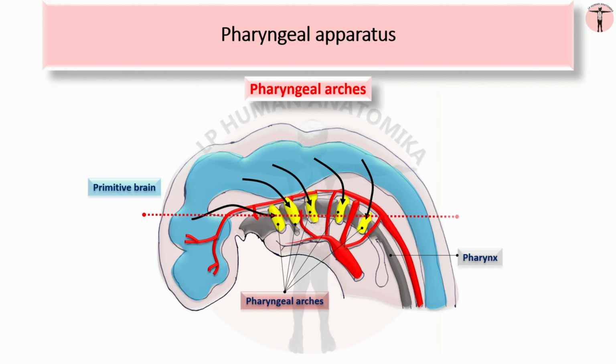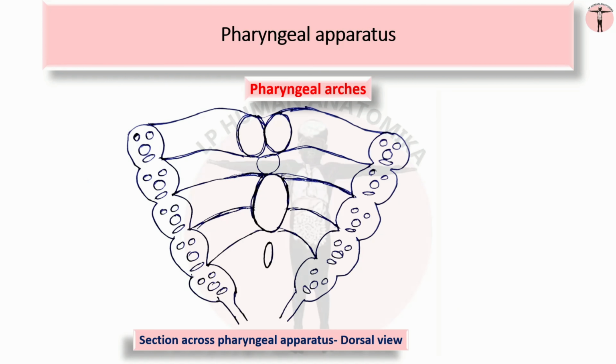When we take a section across the embryo in the cranial region with pharyngeal arches, how does it look? Let us see how it appears in the section. So this is how the section of the pharyngeal apparatus looks. The dorsal wall of the pharynx is removed and we are viewing the inner surface of the ventral wall of the pharynx. Initially, the pharyngeal apparatus is made of 3 parts: pharyngeal arch, pharyngeal pouch, and pharyngeal cleft.